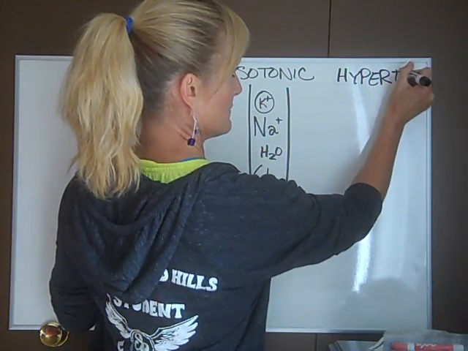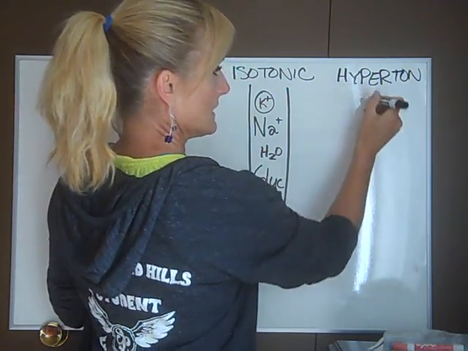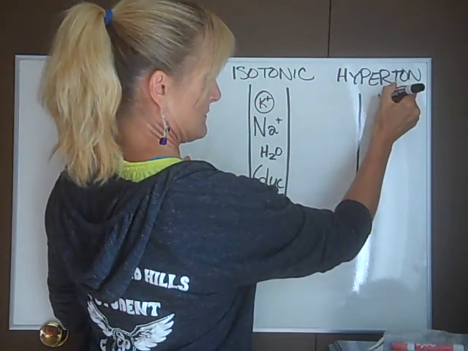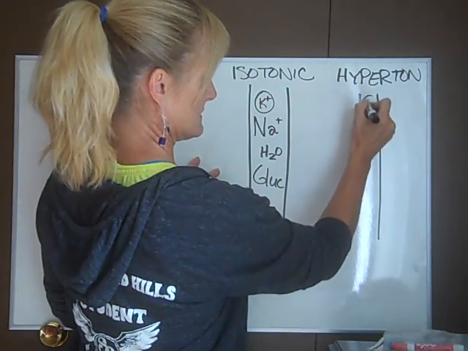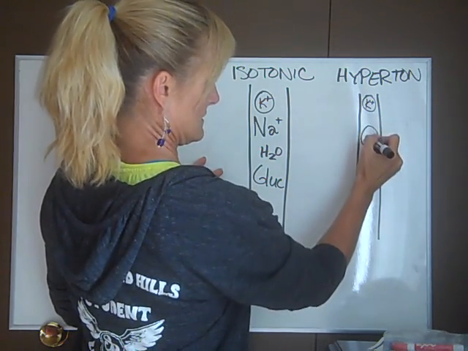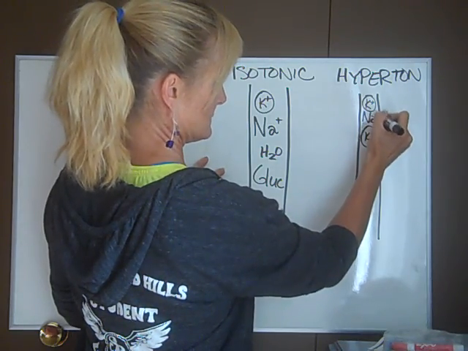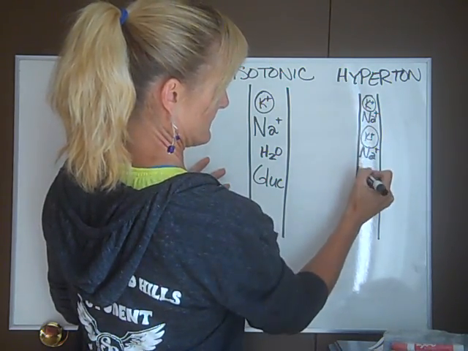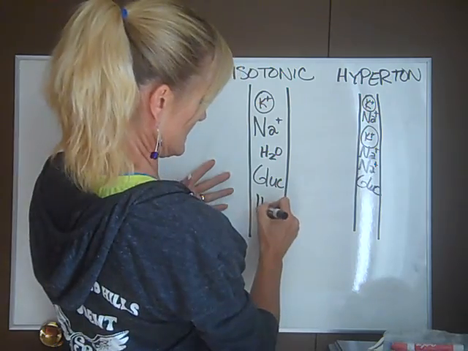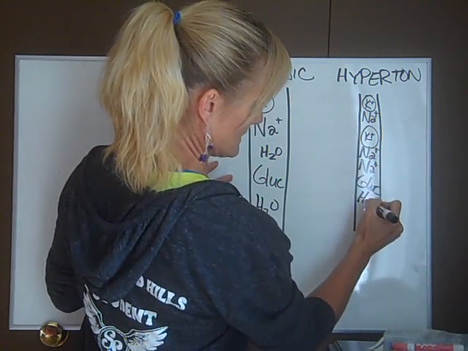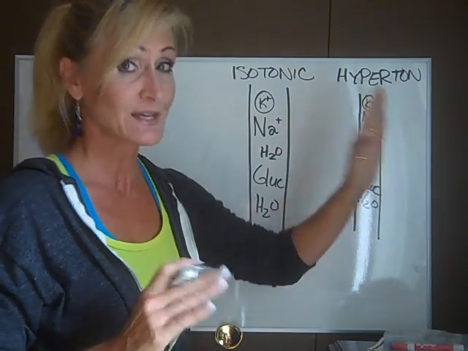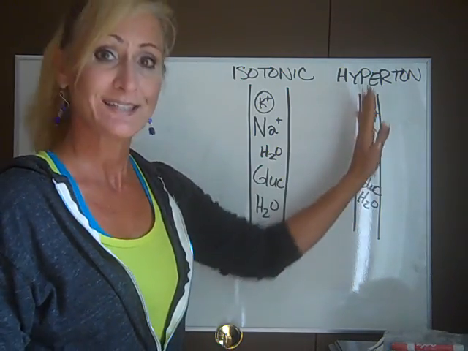In a hypertonic state, you have too many solutes, not enough water. So typically what happens is like this. Now we have potassium in here, all kinds of sodium, lots of sodium, too much sodium, glucose, not very much. This guy has adequate water. This guy doesn't have very much water. This is a hypertonic state. More solutes, less water.